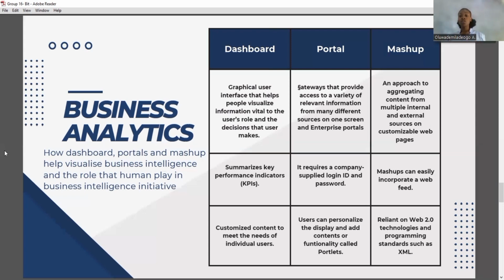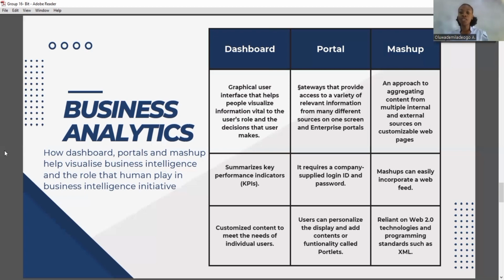So users such as customers, suppliers, employees, and so on. It requires a company to supply a login ID and password, and without a login ID and password, no other person or outsider will have access to such information. Then users can also personalize the display and add content of functionalities called portlets. An example of a portlet is a search function, where a user can filter out information.